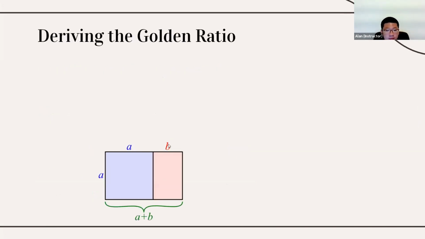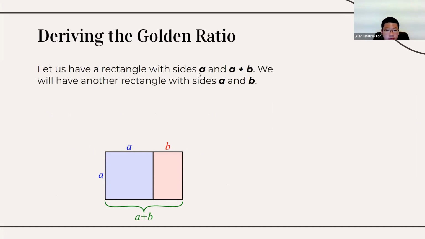So now we're going to derive it. Let's have the rectangle with sides A and A plus B, as you can see. And because of that, we're going to have another rectangle with sides A and B. From the definition of the golden rectangle, we know that these two shapes are similar. So the ratios between their two sides are going to be the same. So we have that A plus B divided by A is equal to A over B. And we get this from the ratio between the sides of the rectangles. So for example, for the big rectangle, the longer side is A plus B, and the shorter side is A.